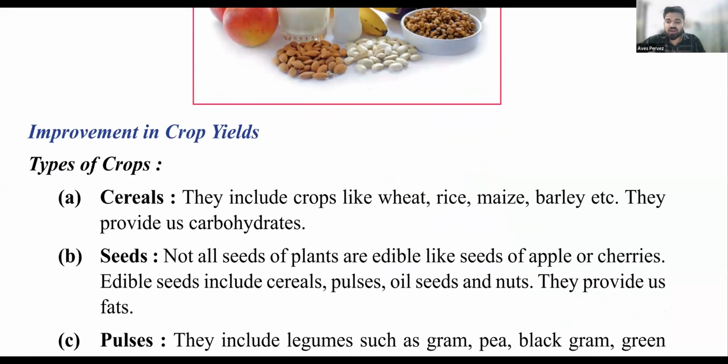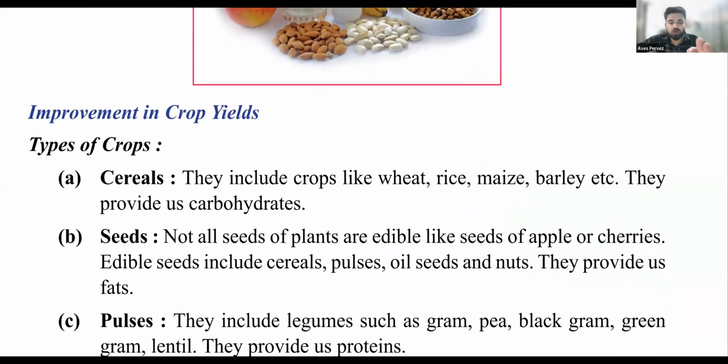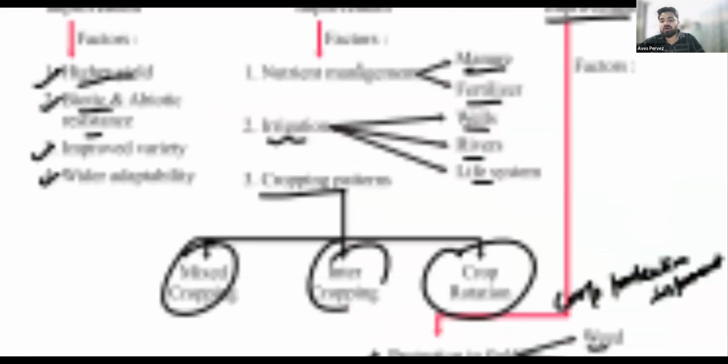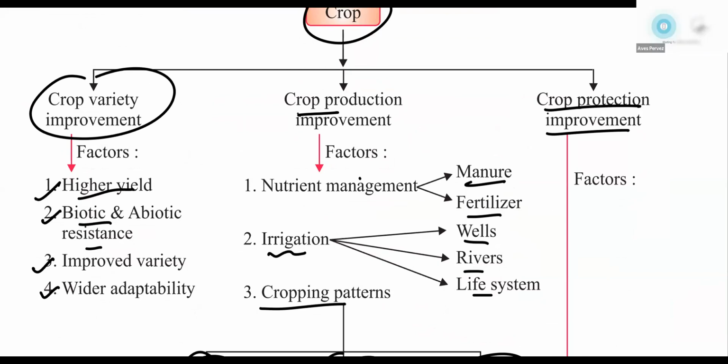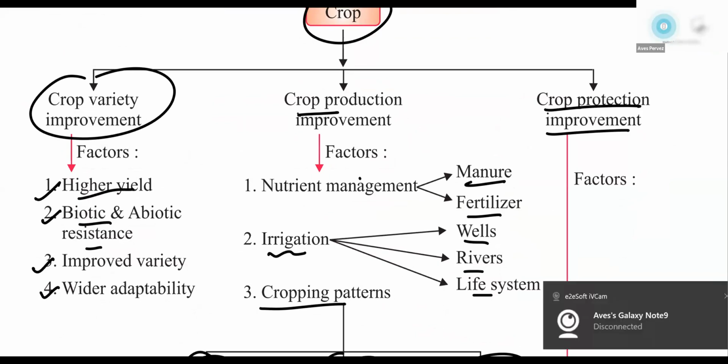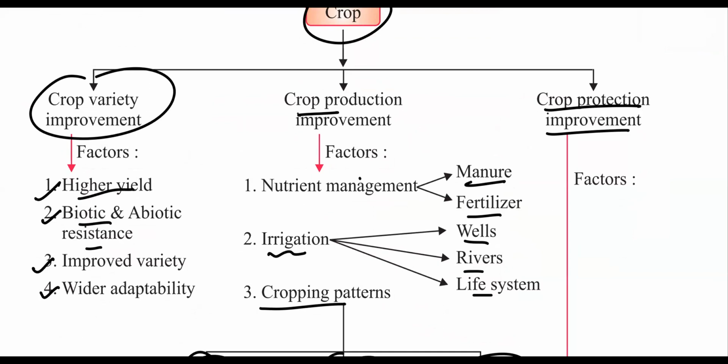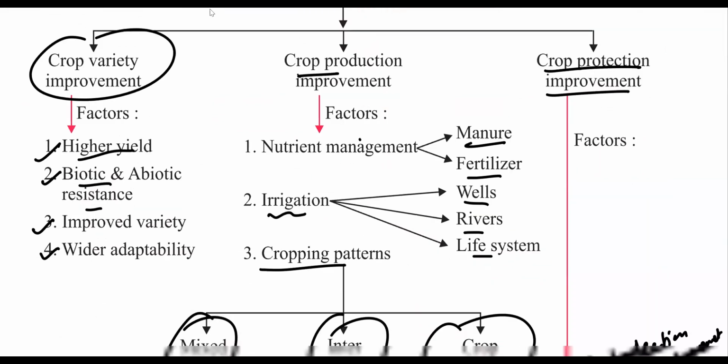Okay, now moving to improvement in crop yield. There are different things that we have studied about how we can improve the crop yield. We are going to study these steps one by one. Improvement in crop yield means how we can get better quality of crop. So let's discuss this one.